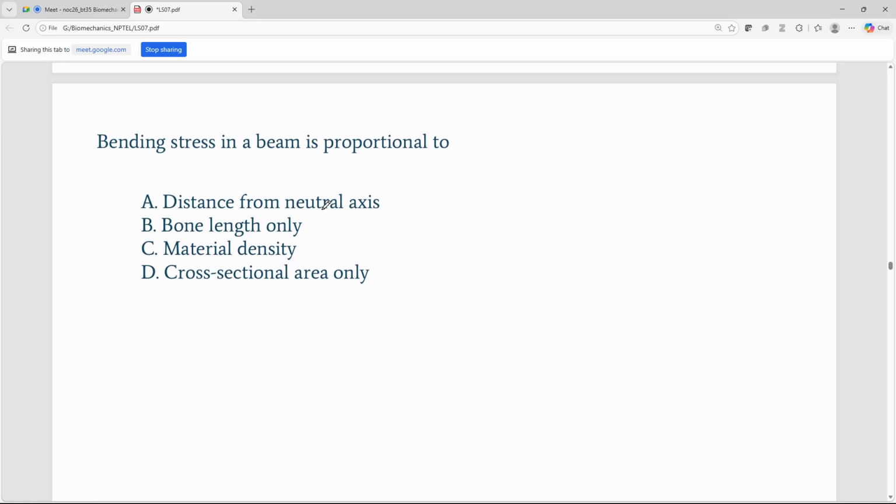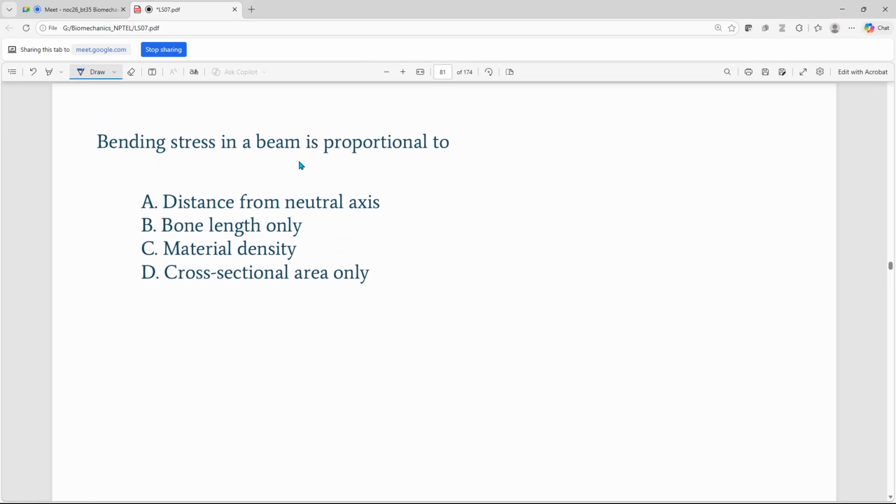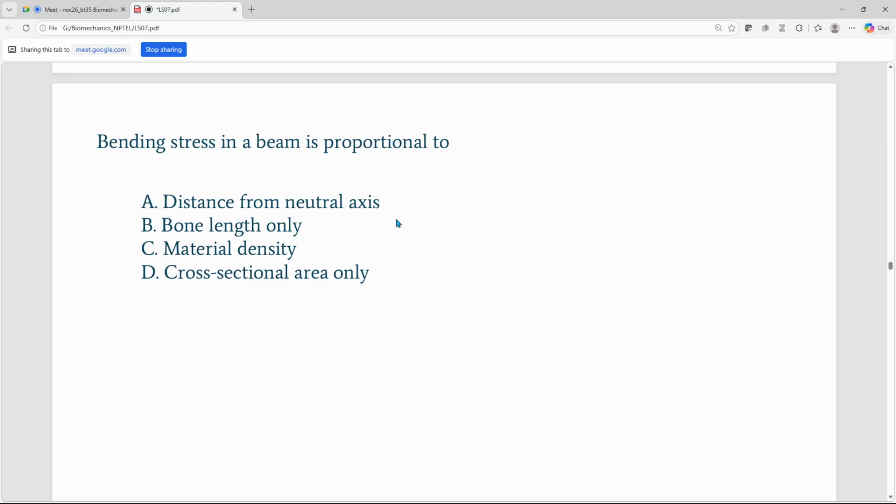Next question. Bending stress in a beam is proportional to what? Options are option A, distance from the neutral axis, option B, bone length only, option C, material density, option D, cross sectional area only. The bending stress in a beam is proportional to what?